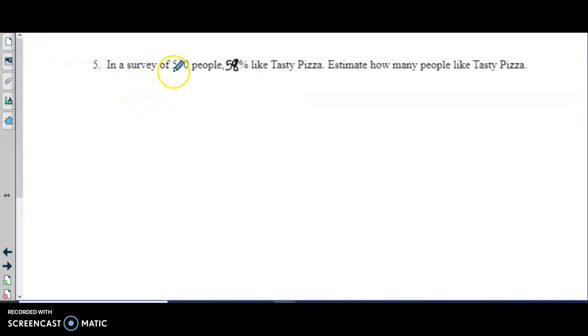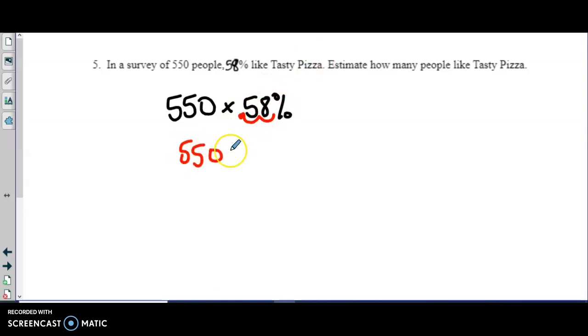In a survey of 550 people, 58% liked tasty pizza. Estimate how many people like tasty pizza. Okay, so we have 550 total people, and of those, 58% like it. And it doesn't say the word of, but of the 550, 58 liked it. So we are actually multiplying. Again, I'm not going to multiply by the percent. I'm going to convert that to a decimal. So I'm going to do 550 times 0.58.